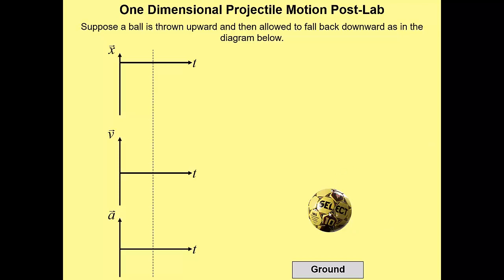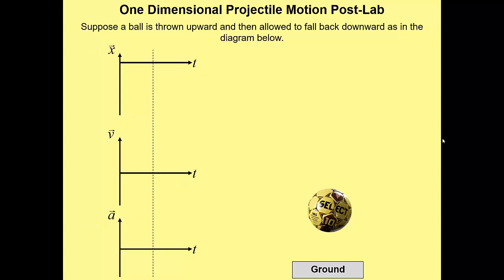So here we have a ball. I'm just using a soccer ball, right? And that ball is going to go up and come all the way back down. And then check out what happens as it goes up and down as we draw the position versus time graph, the velocity versus time graph, and the acceleration versus time graph.